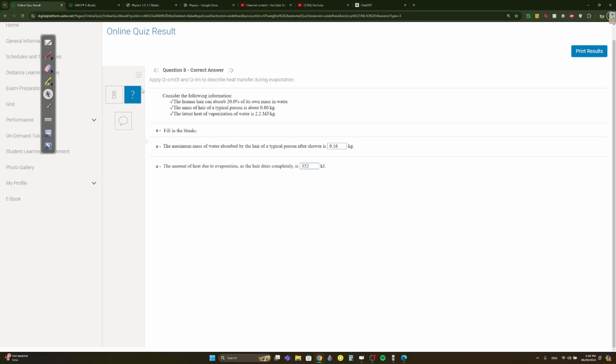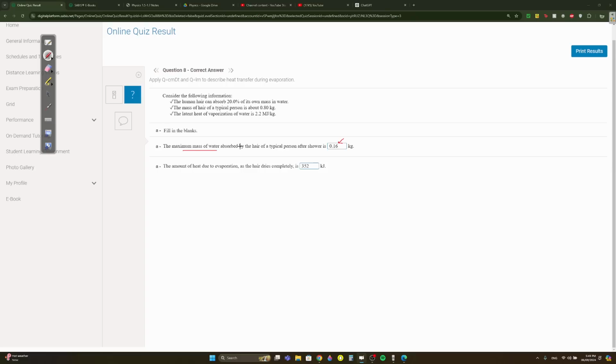Here for question 8, they told us to consider the following information. Okay. The human hair can absorb 20% of its own mass in water. The mass of hair of a typical person is about 0.8, and then we said the latent heat of vaporization of water specifically is 2.2 megajoule per kilogram. The maximum mass of water absorbed by the hair of a typical person is how much?